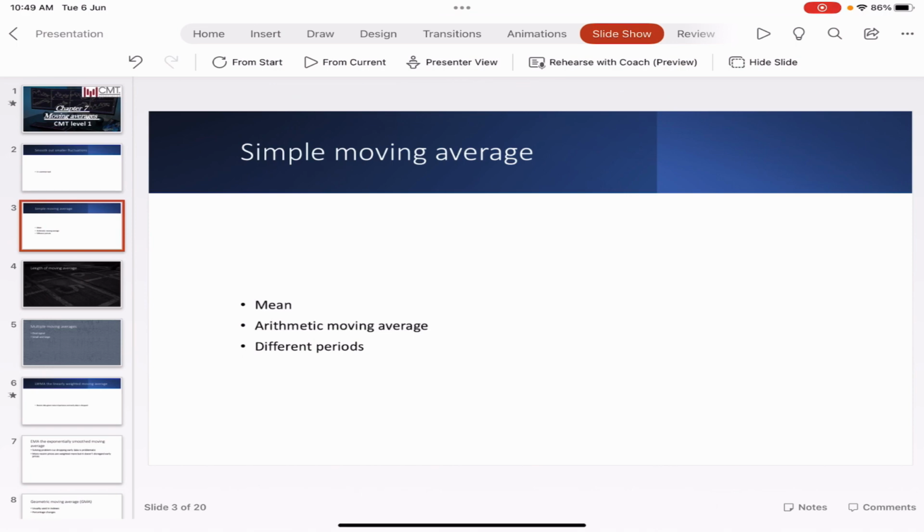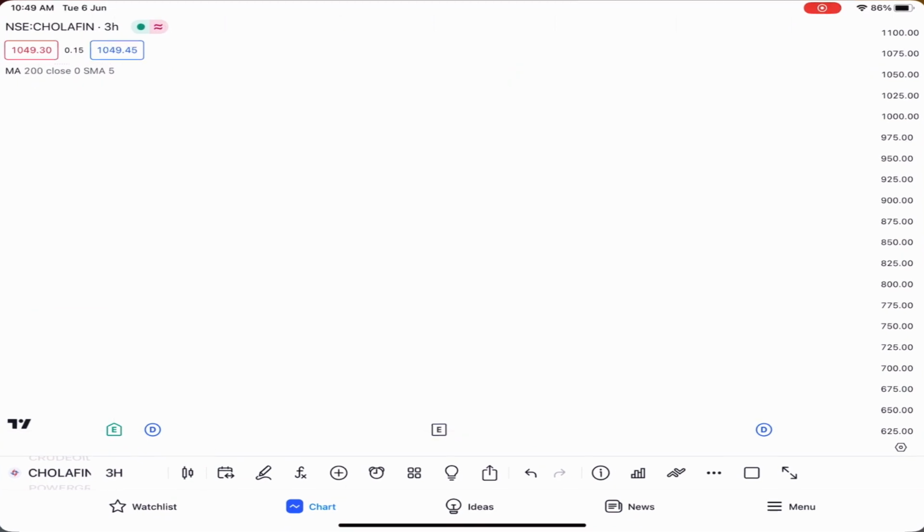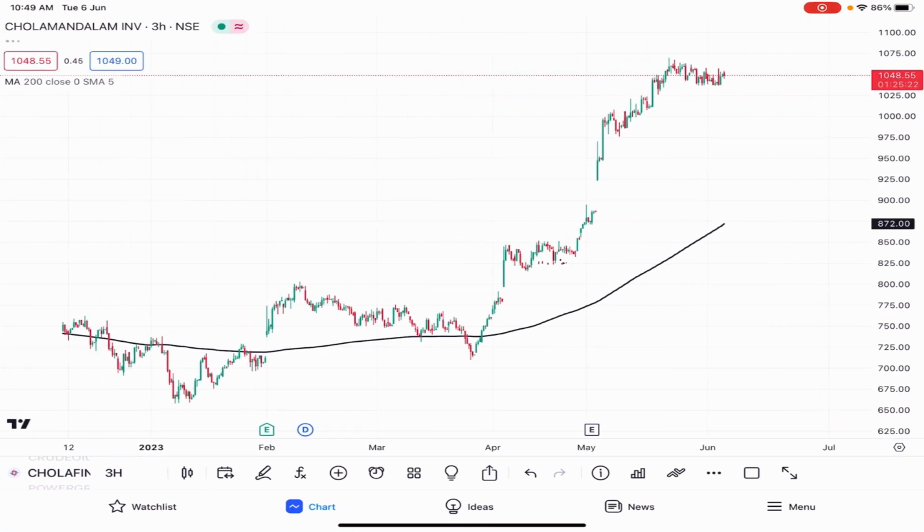We are using closing prices. Whenever you are calculating a moving average which is simple in nature, you are using the closing prices, right? So that is how you are going to calculate, you are going to take an average of the previous days. Now let me go into the chart and show you a practical example of what I'm trying to explain. Now look at this. This is a 200 moving average, right?